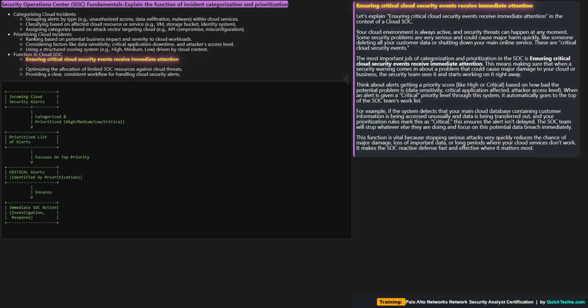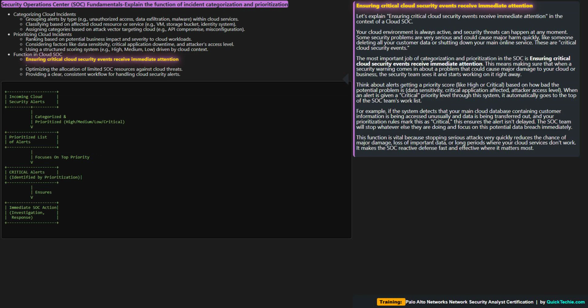The most important job of categorization and prioritization in the SOC is ensuring critical cloud security events receive immediate attention. This means making sure that when a security warning comes in about a problem that could cause major damage to your cloud or business, the security team sees it and starts working on it right away. Think about alerts getting a priority score, like high or critical, based on how bad the potential problem is: data sensitivity, critical application affected, attacker access level.